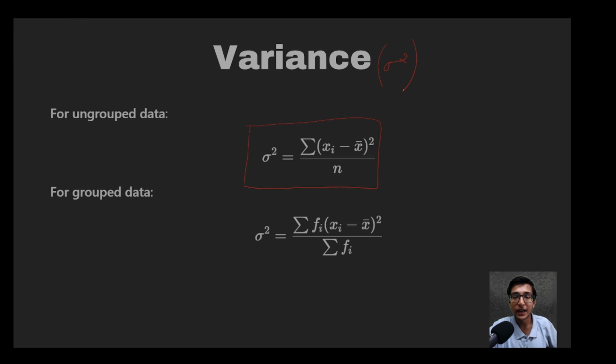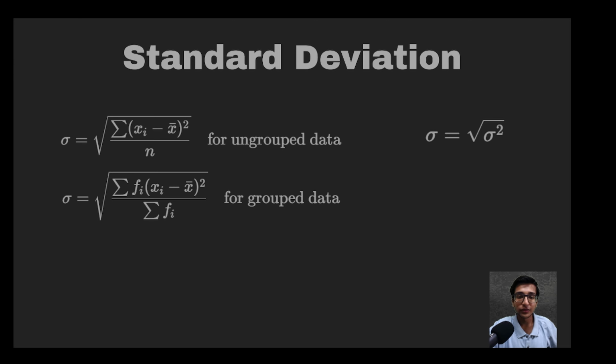Again, it is the deviation of squares. You can see xi minus x bar has been squared and then the mean has been taken out. So that is how variance is calculated. Now the square root of this variance is standard deviation. So we can write standard deviation is square root of variance.